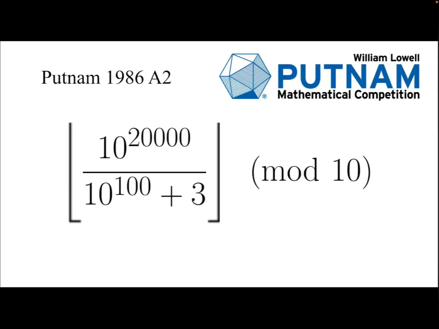In this video, we are going to find the last digit of the integral part of the fraction 10 to the power 20,000 divided by 10 to the power 100 plus 3.